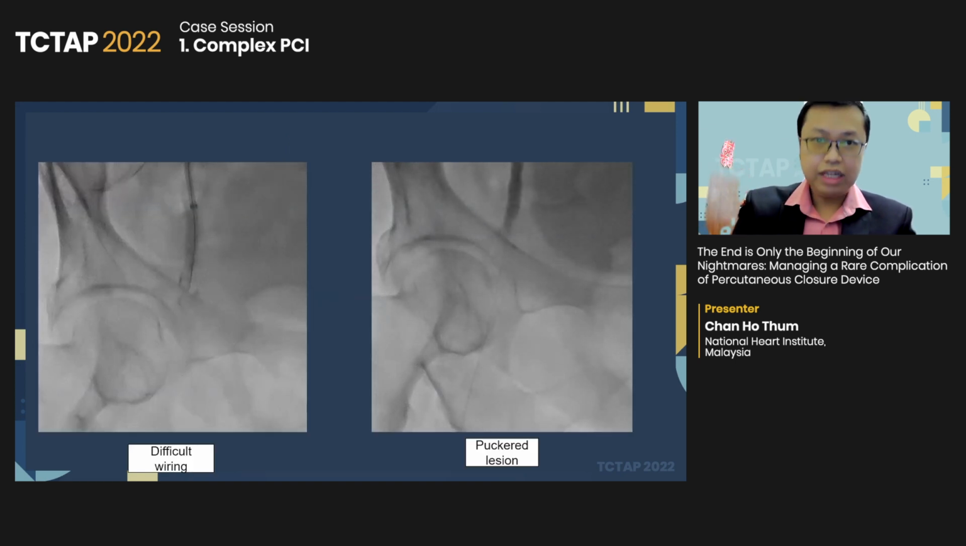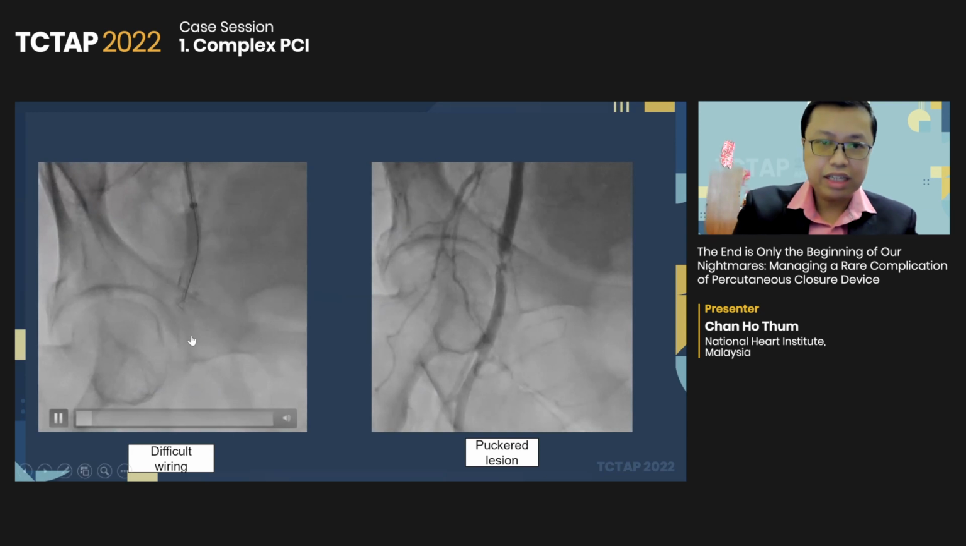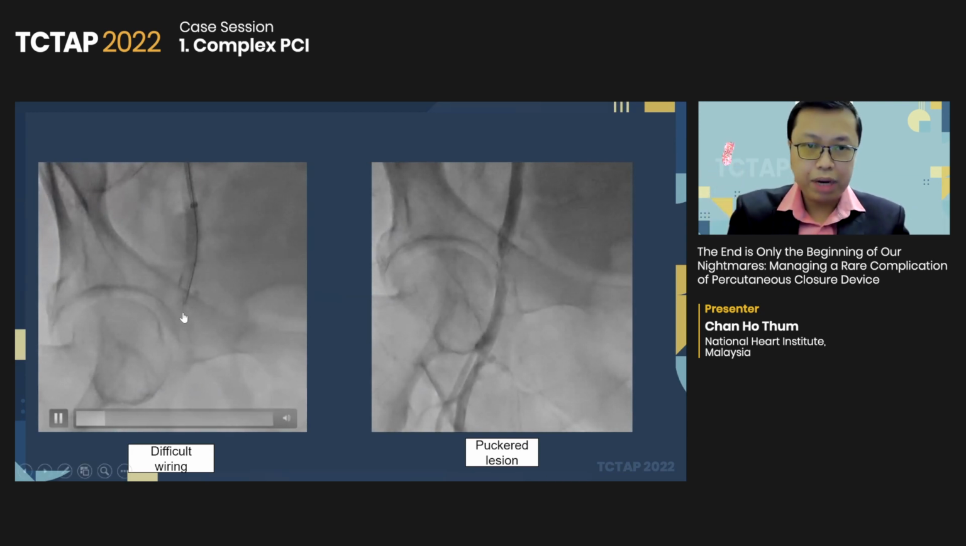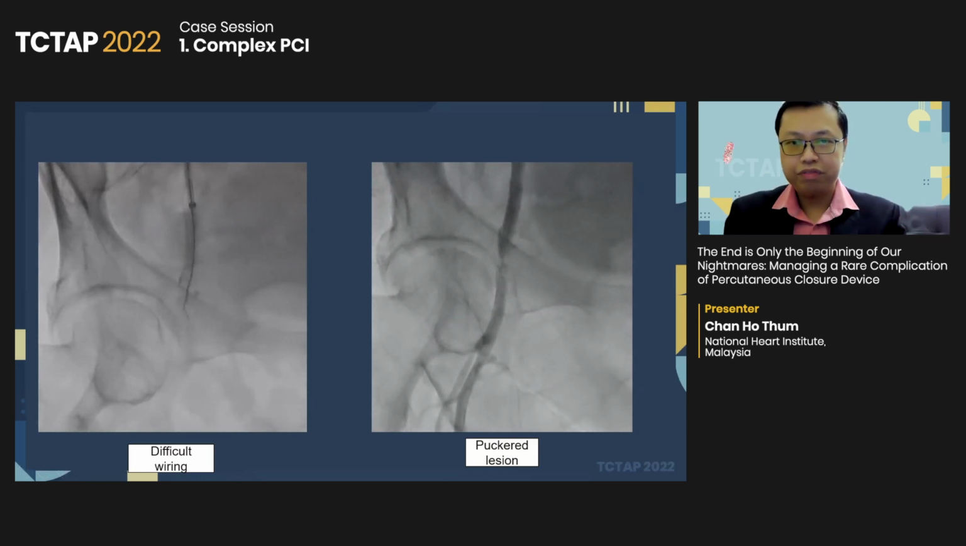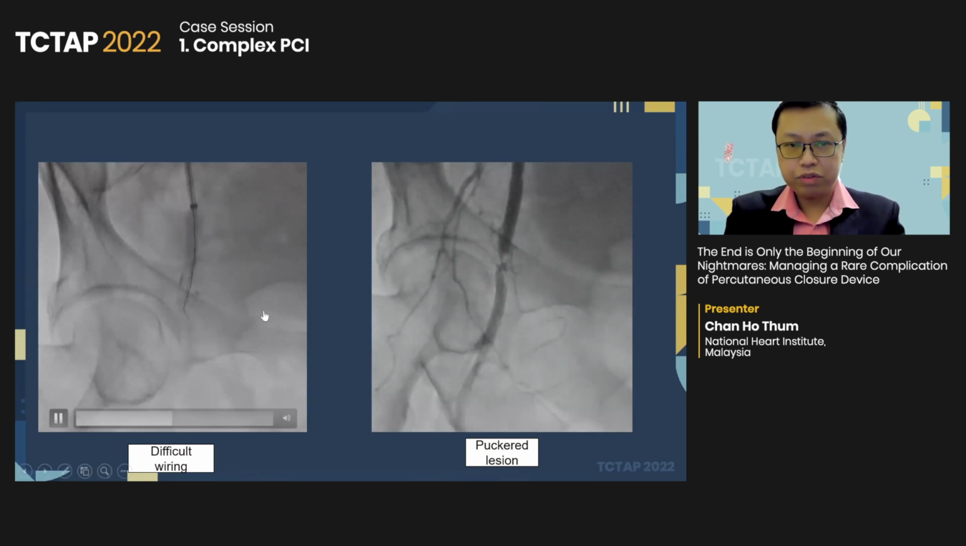As you can see, there is difficult wiring on this side. You can see the buckling of the wire despite multiple attempts. So it's very difficult. It's a very hard lesion. If you feel it, it's a very hard lesion. Okay, fortunately, we were finally able to wire down this lesion.